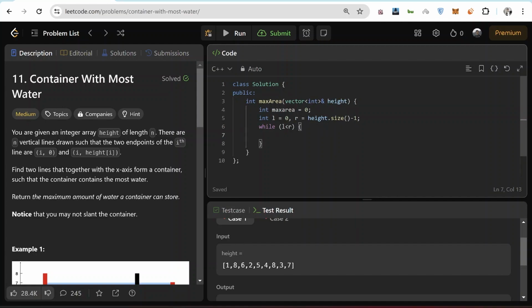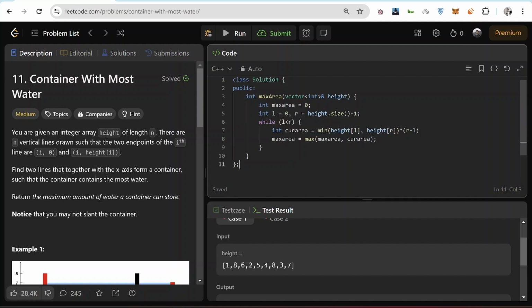And what did we discuss we'll do? First, let's calculate the result. So maxArea is equal to max of maxArea and current area. And let's quickly calculate the current area as well. So current area will be, what did we discuss? Minimum of left height and right height multiplied by the width, which will be R minus L. Then we store the max area, and then we have to move the left and right pointers.